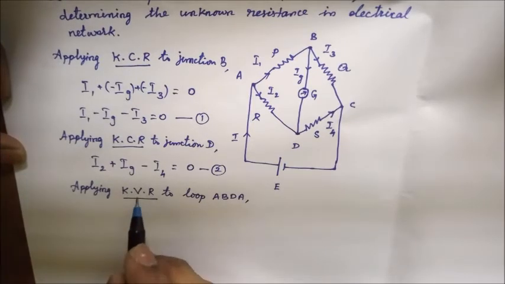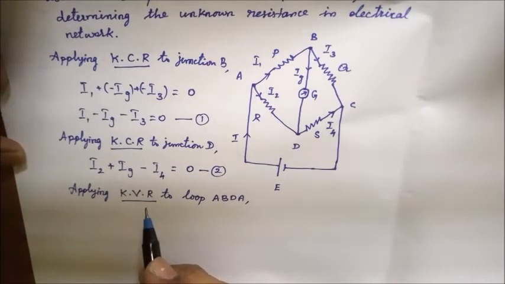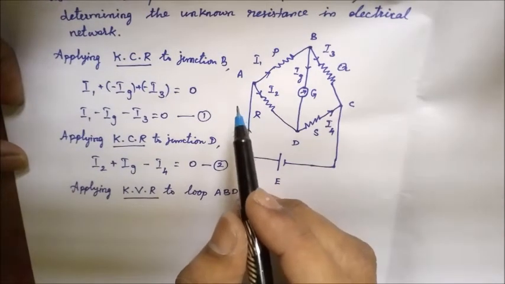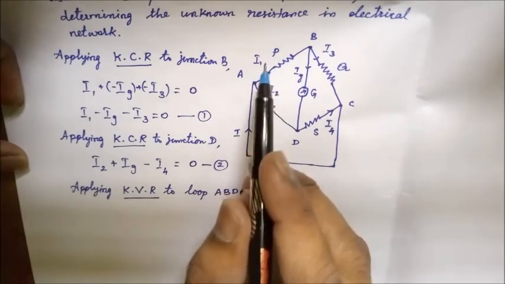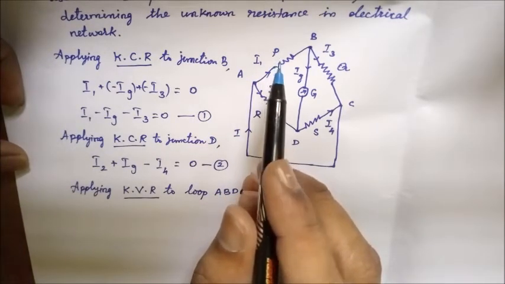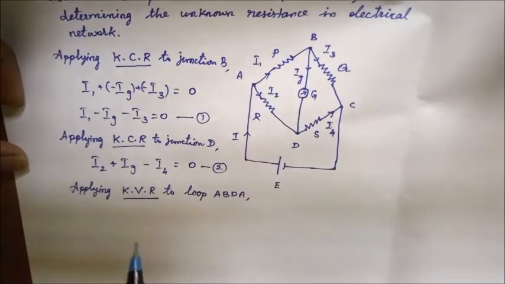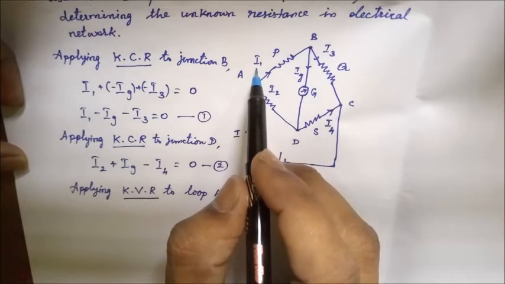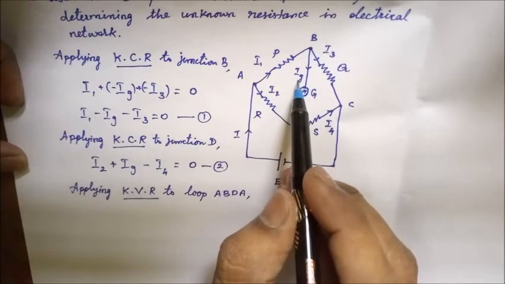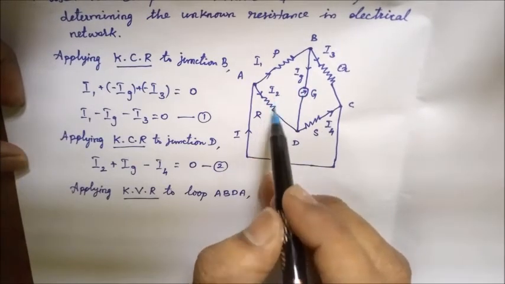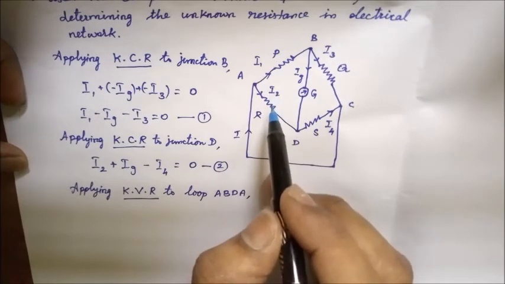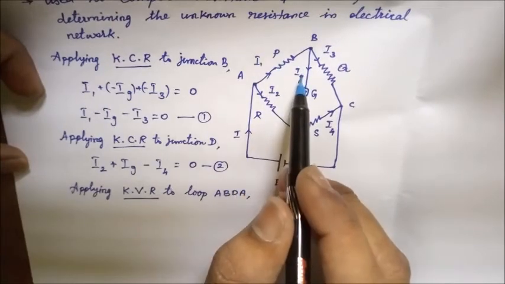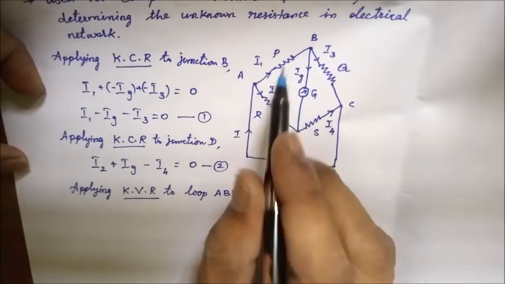So what is Kirchhoff's voltage rule? It states that in a closed circuit the algebraic sum of the product of current and the resistance of each part of the circuit is equal to the total EMF involved in the circuit. So here there is a current and resistor, here current and resistance, here current and resistance. So the algebraic sum of the products of current and resistance is numerically equal to the EMF involved in the loop.